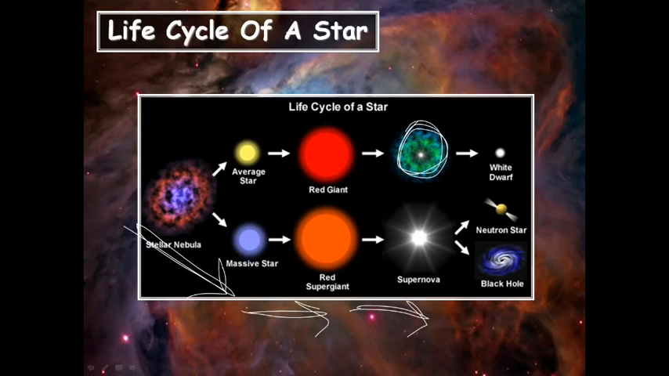So top pattern, average star, this is like our sun. Eventually our sun will be a red giant. It will eventually burn out and be left as a white dwarf. Other stars, if they are larger, they go to massive stars, they burn hotter, they're bluish white. They burn hotter, they burn faster, they become red supergiants. They go supernova, explode, and become neutron stars and black holes.